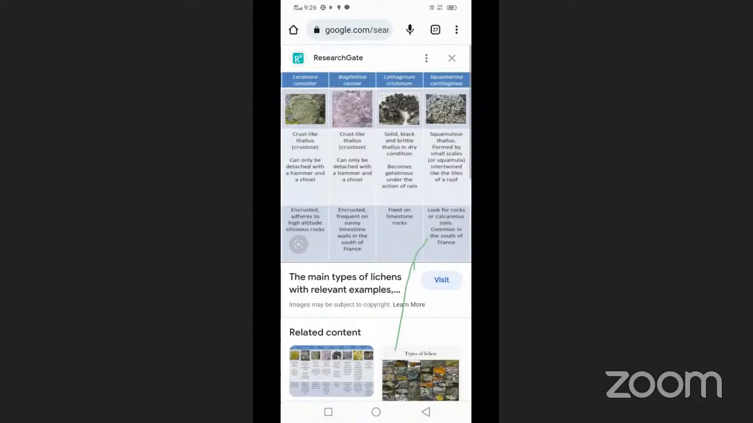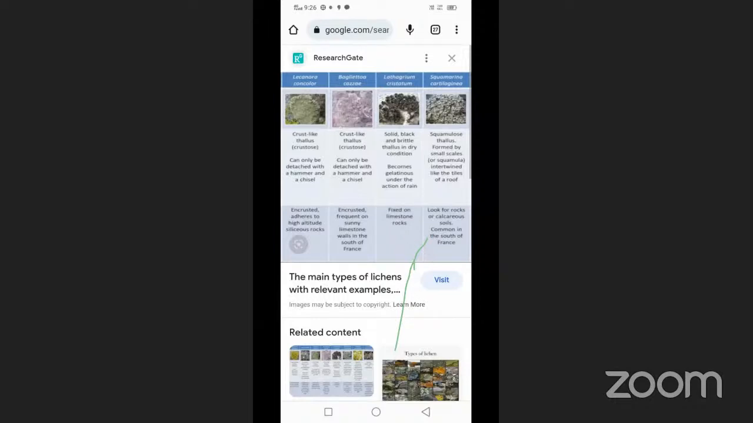Next is the Terricolous lichen, meaning the terrestrial condition. What is the meaning of terrestrial? These lichens grow on earth, on the ground, and are called terrestrial lichens. Examples are Cladonia, Floerkea and Lecidea.